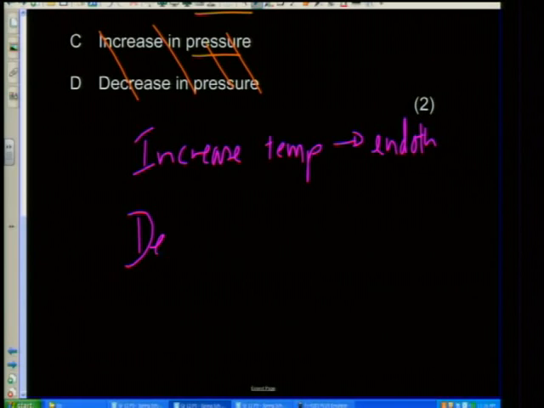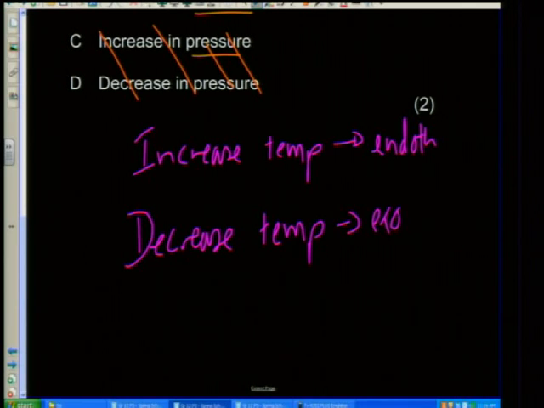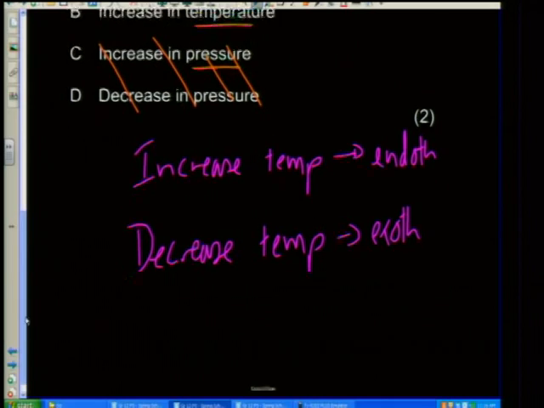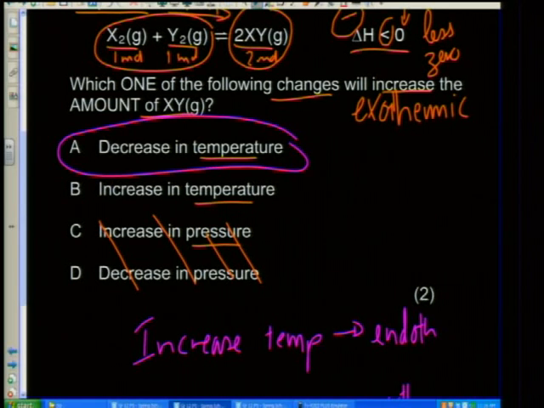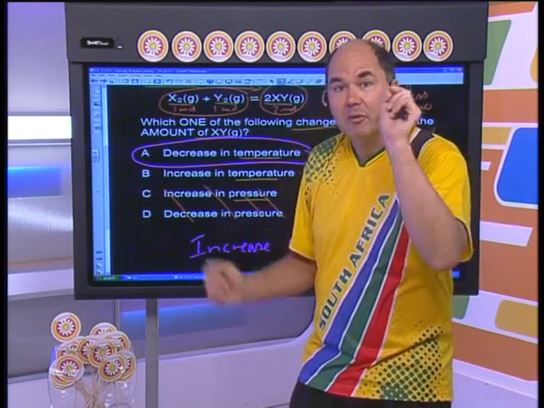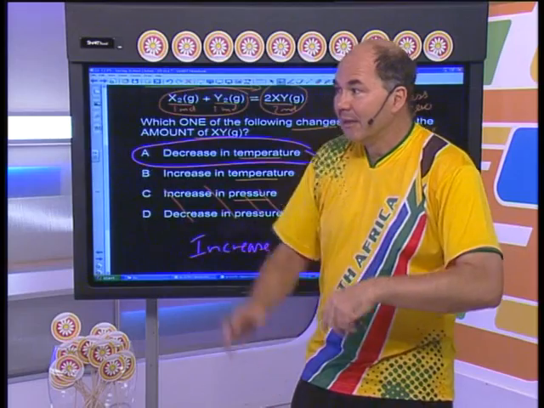Decrease the temperature will favor the exothermic. Decrease goes with exo. And so if we go back to the question now, we've recognized the forward reaction is exothermic. So decrease in temperature will favor the exothermic reaction, and we've got it sorted out. But guys, there's a little caveat here. The temperature mustn't go too low. If it drops below the activation energy, then we've got a problem. But the correct answer here was decrease in temperature. Hope you've got that. Katlego?